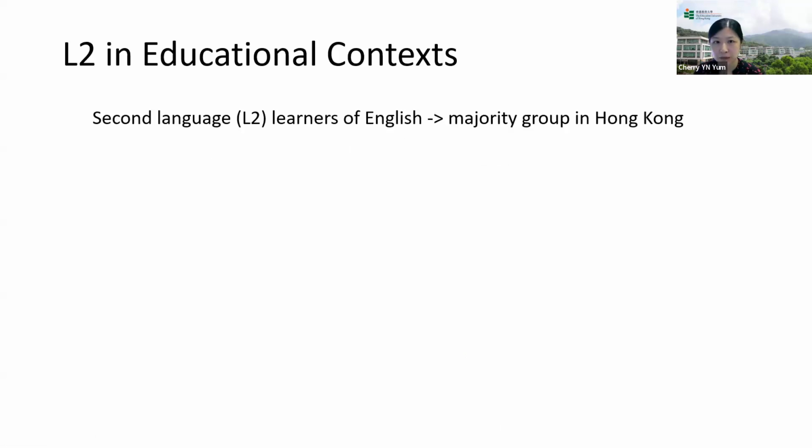So first, I would like to introduce the educational context in Hong Kong. We are a highly bilingual city, and second language learners, L2 learners of English, form a majority group in Hong Kong's education.